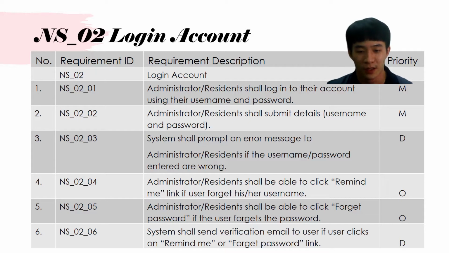And for the other one, administrator and resident shall be able to click forget password if the user forgets the password. This is the same function as the previous one, but the first one, NS0204, is for when the user forgot their username, and NS0205 is for when the user forgot their password. So next, the desirable requirement: the system shall send a verification email to the user if the user clicks on the remind me or forget password link.